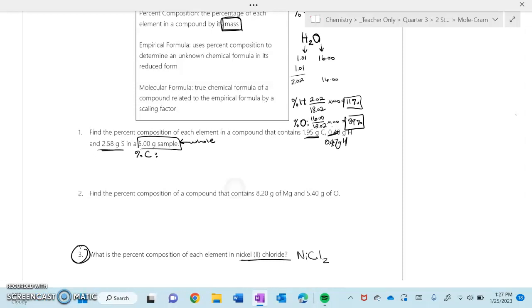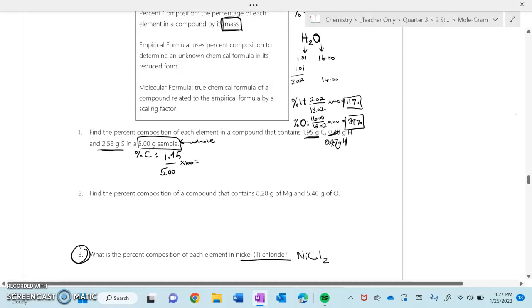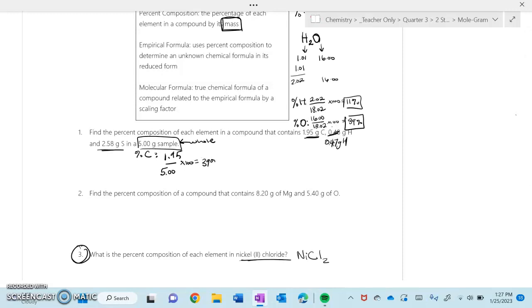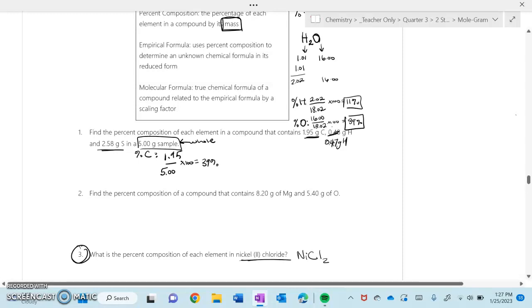So our percent carbon is going to be 1.95 grams over 5 grams times 100. And that will give you 39%. Okay, so again, part over whole. This time it just takes out the need to use the periodic table.